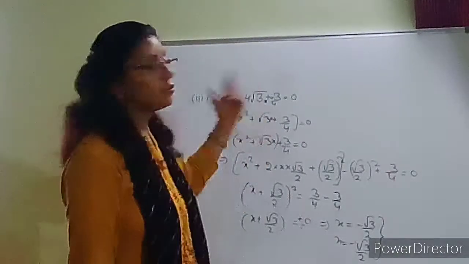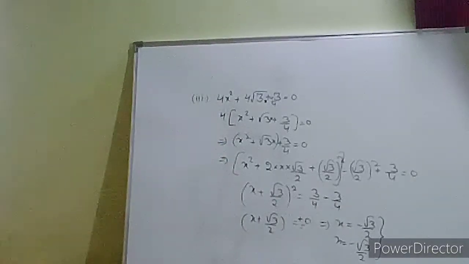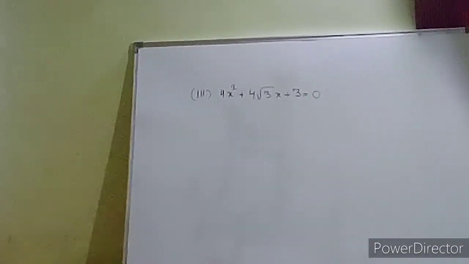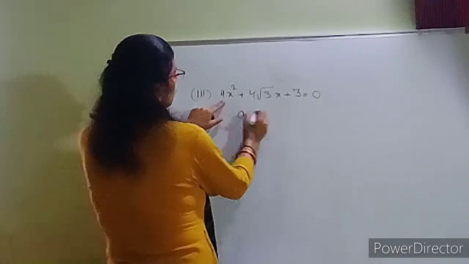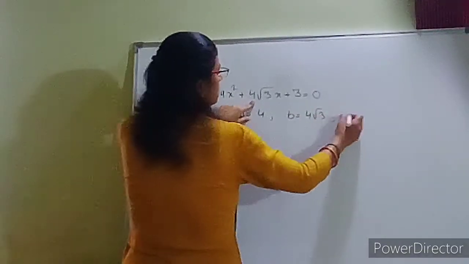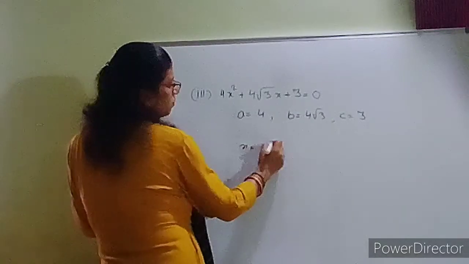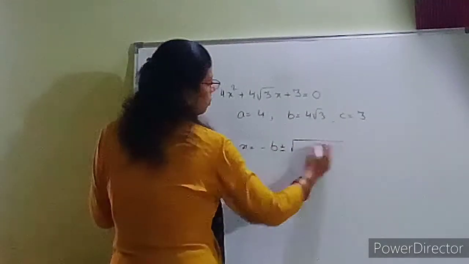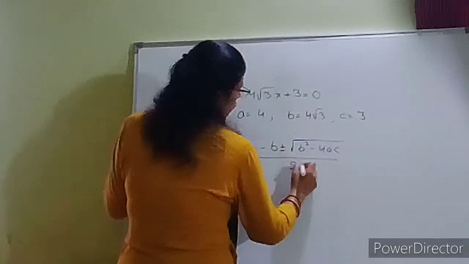Now I am doing the same question by using the quadratic formula. Okay. Let us use the quadratic formula. Now, the third part using quadratic formula, what is a here? 4. What is b here? Plus 4 root 3. And what is c here? 3. Okay. What is the quadratic formula? x is equal to minus b plus minus root of b square minus 4ac, divided by 2a.